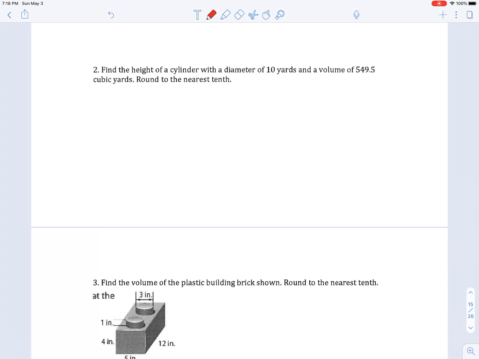Number 2, find the height of a cylinder with a diameter of 10 and a volume of 549.5 cubic yards, round to the nearest tenth. So I'm going to start by noticing that they give me the volume, and we're talking about a cylinder. So I'll write down the volume formula for the cylinder, pi r squared times h. Now let's look at the information they give me. They tell me first that the diameter is 10. I notice that the diameter is not in my volume formula. So I'm going to use the diameter to solve for my radius. The radius is the diameter divided by 2, which means my radius is 5.